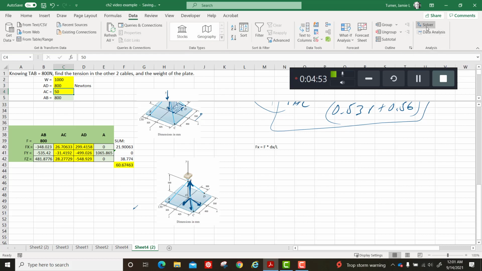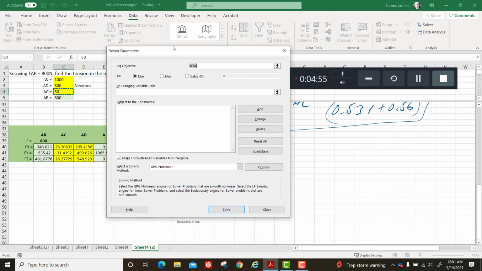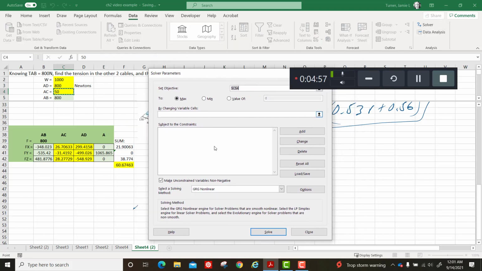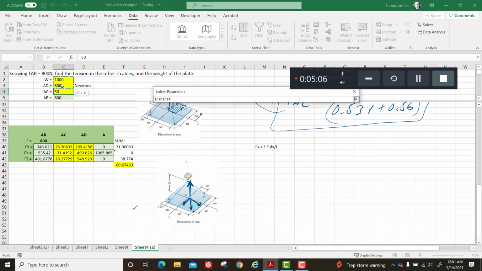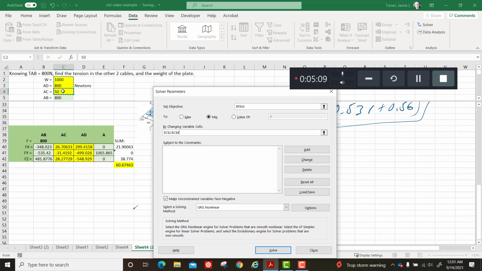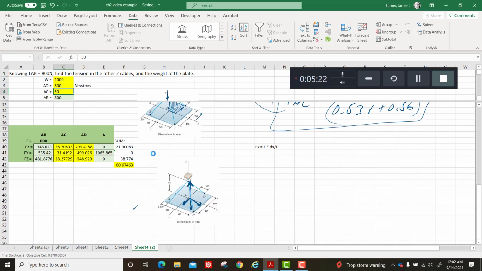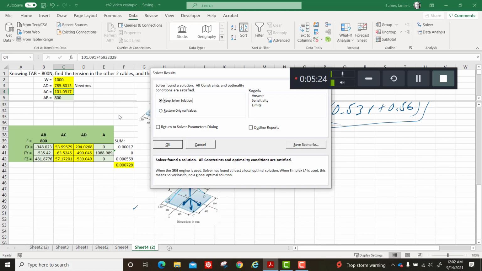So here we go. Here's the solver. And what we want to have happen is for this cell down here to become a minimum value. And we'll do that by changing around. Actually, all we need is just these two values, huh? We've got the weight figured out, so it's just AD and AC at this point. And then that Y direction. Okay, so cross your fingers. It's trying, you can see it trying.